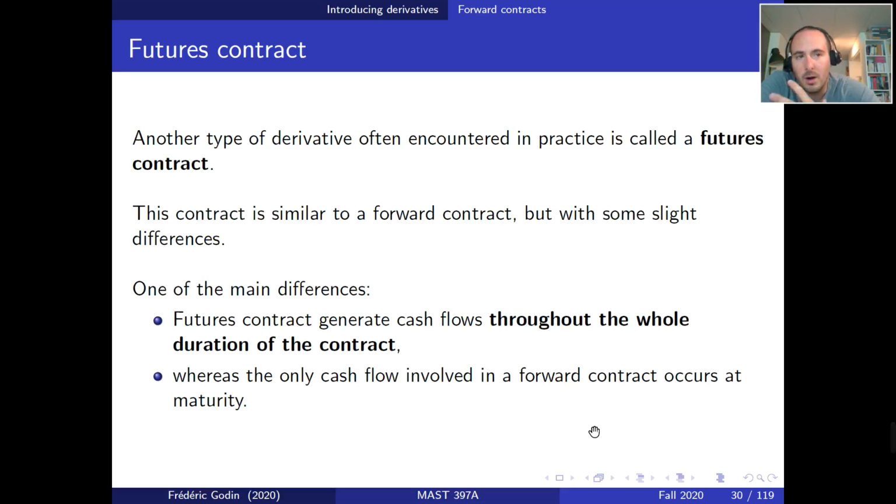So one of the main differences between a forward contract and a futures contract is that for a futures contract, cash flows are exchanged throughout the life of the contract instead of simply at maturity. So we said that for a forward contract, the underlying asset and the strike price are traded only at the maturity date, whereas for a futures contract, let's say you enter a futures contract right now, there will be continuous exchanges of cash flows until the maturity.